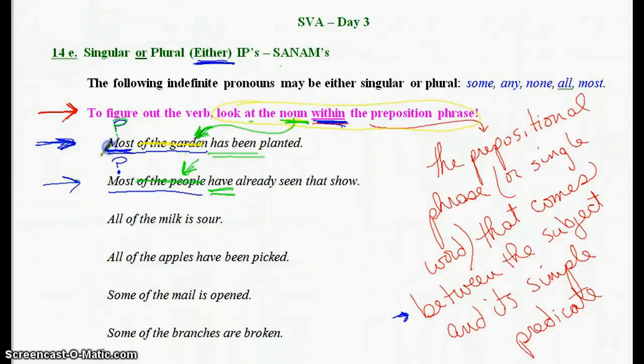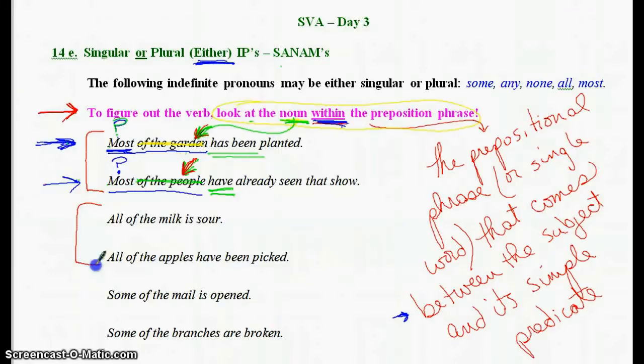Notice that in each of these two first examples, the synonym is most. But in this first example, the garden is singular. The garden has been planted. In the second example, the people is plural. The people have already seen that show. So the number of the verb we choose, has or have, is not contingent upon the synonym, because it can go either way, but instead contingent upon that main noun within that prep phrase that comes between the synonym and its simple predicate. So we must come back to that noun within the prep phrase.